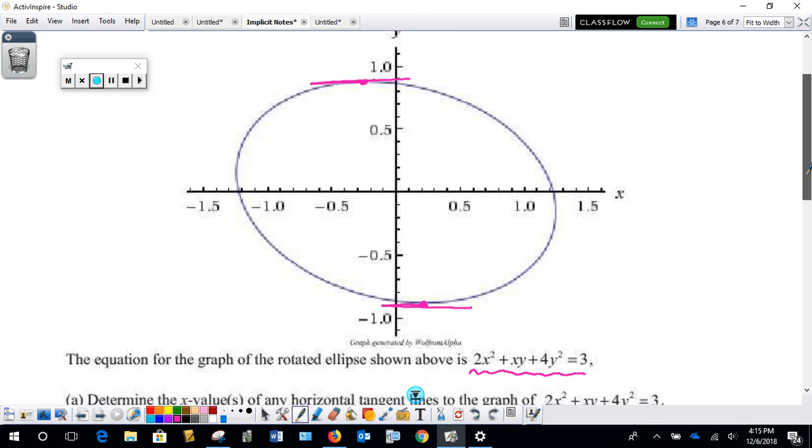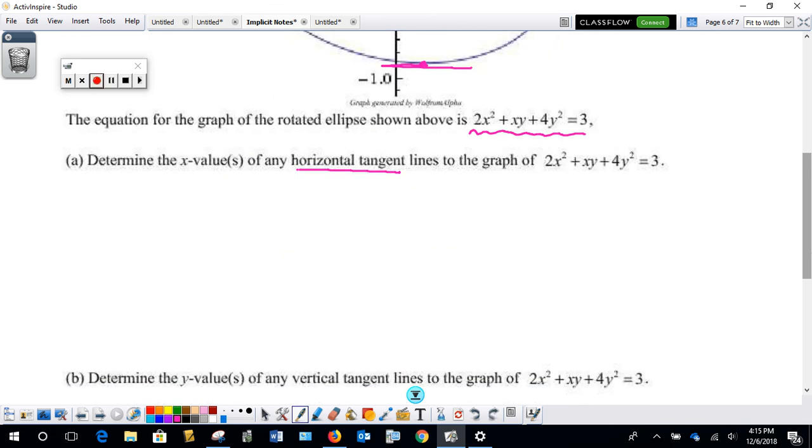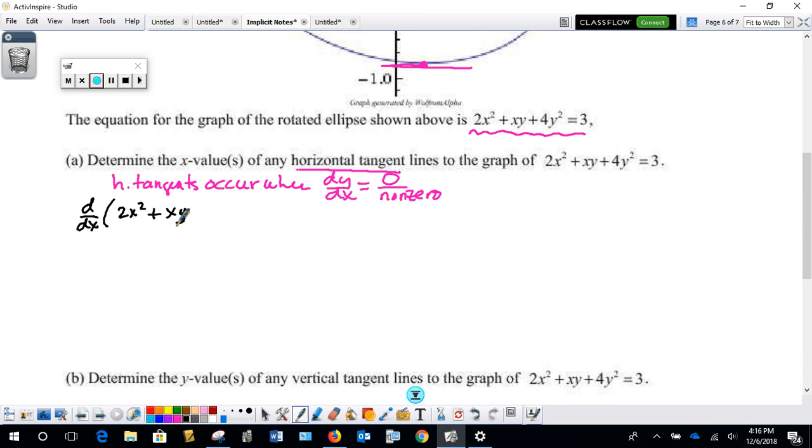using calculus. So what we're going to do is first make your statement. All right. Horizontal tangents occur when dy/dx equals 0 over non-zero. I add that extra over non-zero because I know I'm going to get a fraction on this. So I'm going to need to take the derivative, step 1, indicate that you are taking the derivative: the derivative with respect to x of 2x squared plus xy plus 4y squared, equals the derivative of 3. Implicit is not hard, but it's a lot of writing.